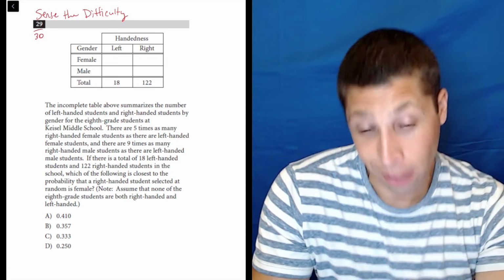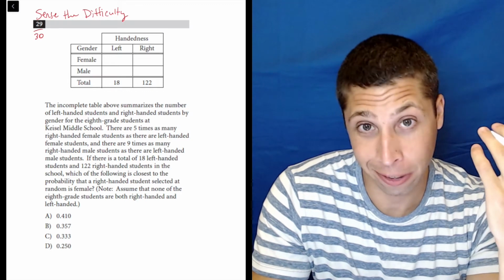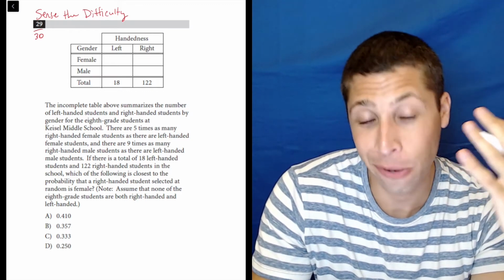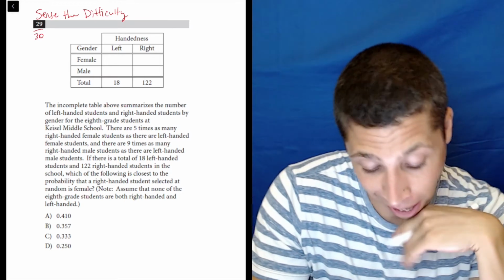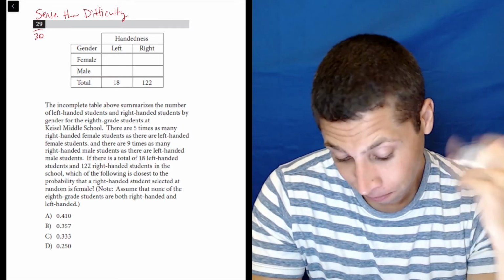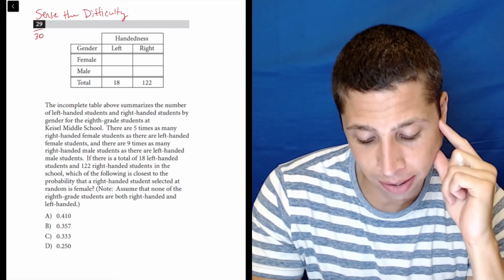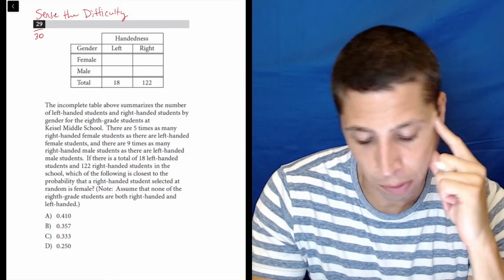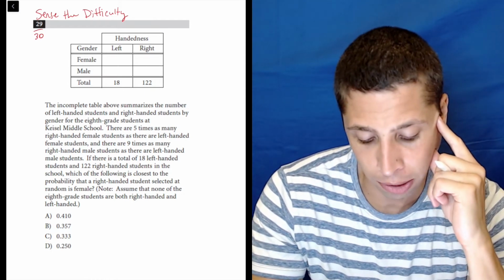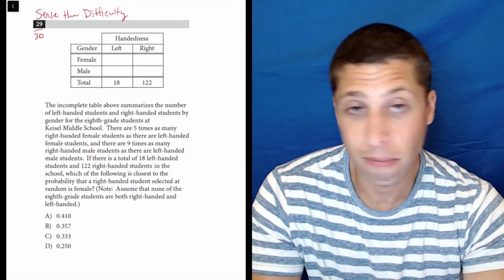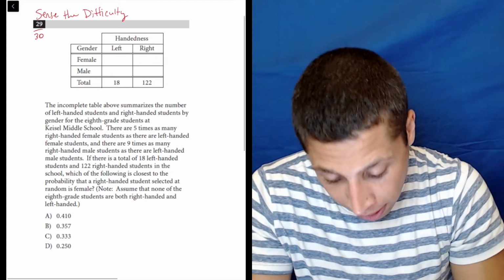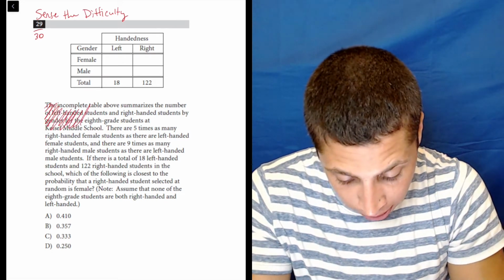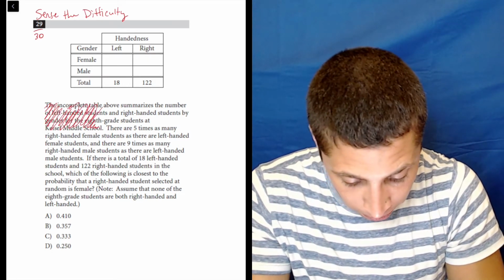If we're going to try it, though, we just need to narrow our focus a little bit and try to make sense of each piece of information one at a time. This is really hard, really hard. Okay, so the first sentence almost doesn't matter. The incomplete table above summarizes the number of left-handed students and right-handed students by gender for the 8th grade students at Kiesel Middle School. Okay, that just tells me what I'm looking at, which is kind of obvious. I'm just going to cross that out so that it gets out of our brains here. Let's get rid of it.